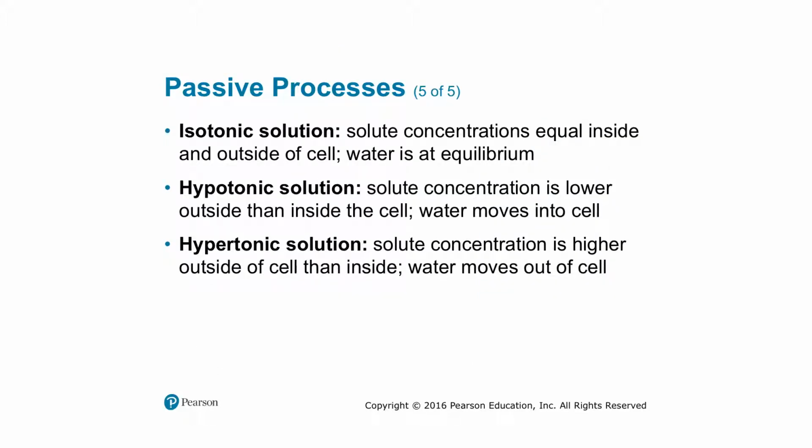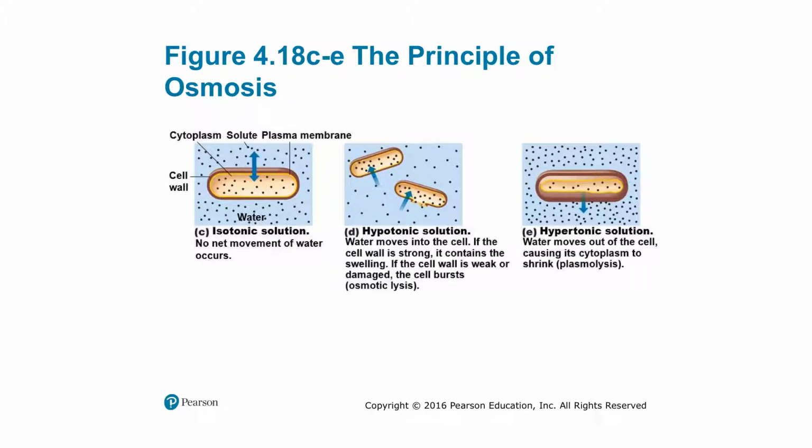So an isotonic solution is a solute concentration equal on the inside and the outside of the cell. So the water is at equilibrium. The hypotonic solution is when the solute concentration is lower on the outside of the cell than the inside of the cell, and so water is going to move into the cell. And a hypertonic solution is when the solute concentration is higher on the outside of the cell than the inside of the cell, and the water moves out of the cell. And so this is an issue when you have a cell wall.